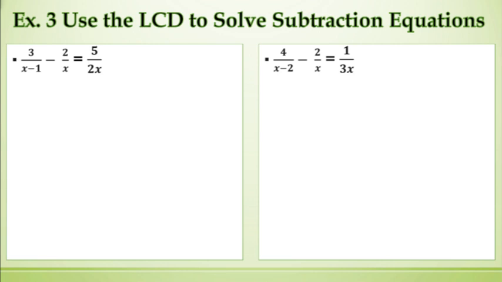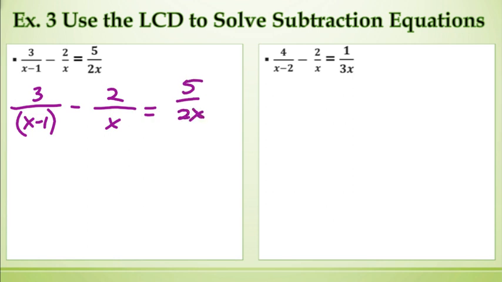Here, using the same thing, but now we're subtracting the equations. Again, I'm going to rewrite this. So I have 3/x minus 1 minus 2 times x over x, and then I have 5/2x. So now I need to find the least common denominator. I know the least common denominator of x and 2x is 2x. And then I have this x minus 1 that also has to be part of my denominator. So I multiply everything by 2x times x minus 1.